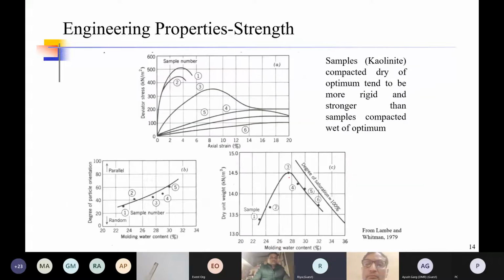So these are all to make you understand how, if you don't work exactly at the OMC, but work on the drier side or on the wetter side, the other soil properties change, like the permeability and the compressibility. Again, let's look at how exactly the strength is governed.